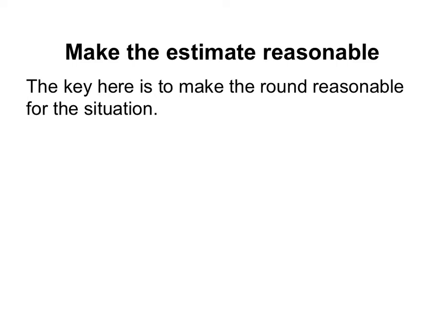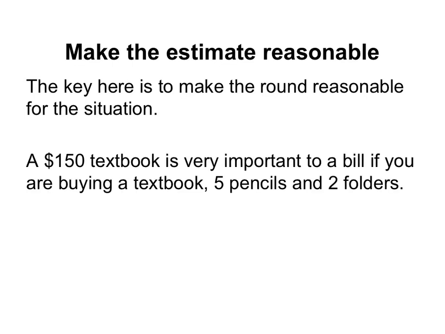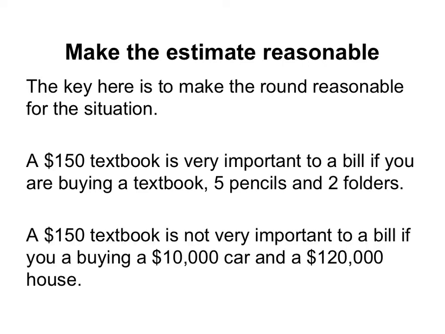Now, one thing you need to pay attention to is things like a $150 textbook. So a $150 textbook, that's a pretty expensive book. That's really important if you're talking about going to the bookstore and buying a textbook and some pencils and folders. But that $150 textbook isn't that important when you're buying it at the same time as a $10,000 car and a $120,000 house. So putting those three numbers together, that 150 is kind of insignificant. In some ways, you could even just ignore it.